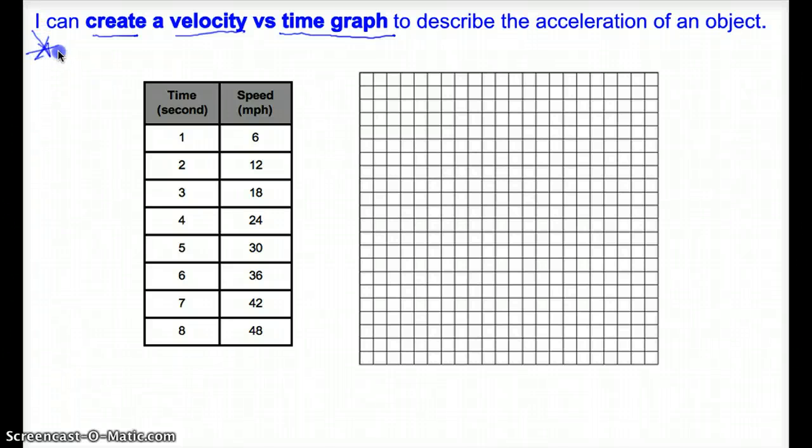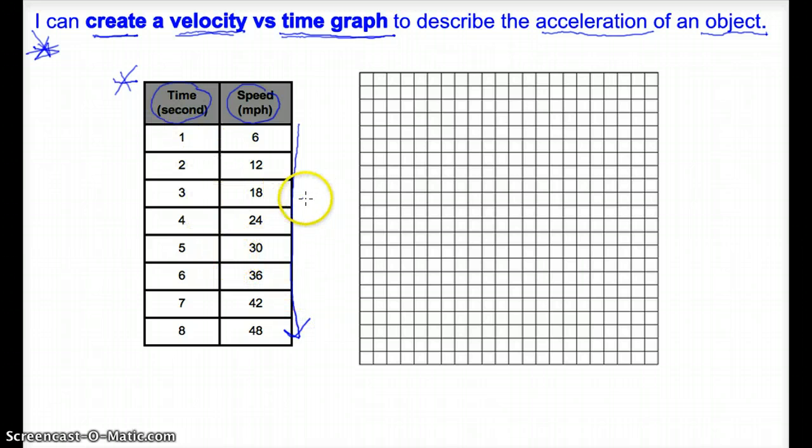All right, this I can statement says I can create a velocity versus time graph to describe the acceleration of an object. Let's look at an example here. So we have a table, probably of a car accelerating, time in seconds, followed by the speed. And as you can see, the speed seems to be increasing every second, which of course shows acceleration.